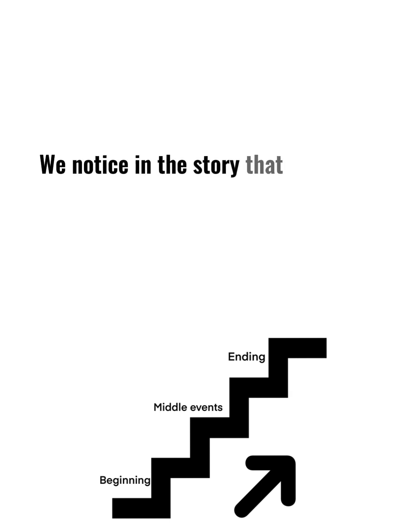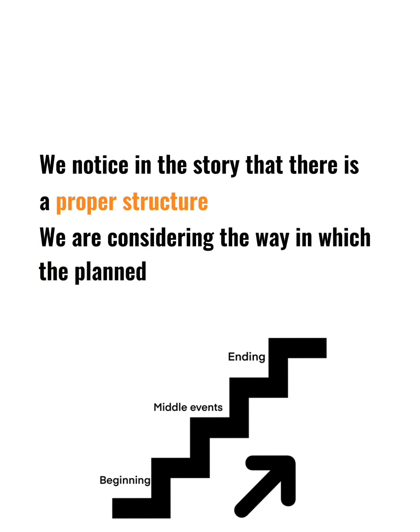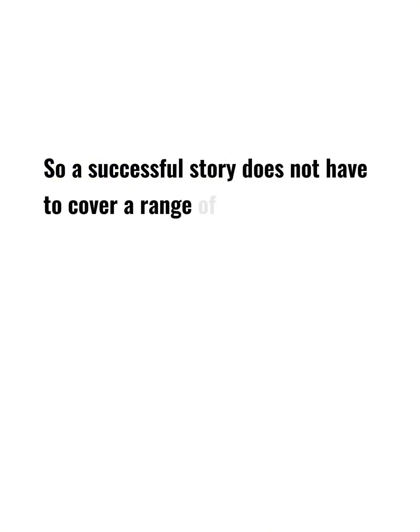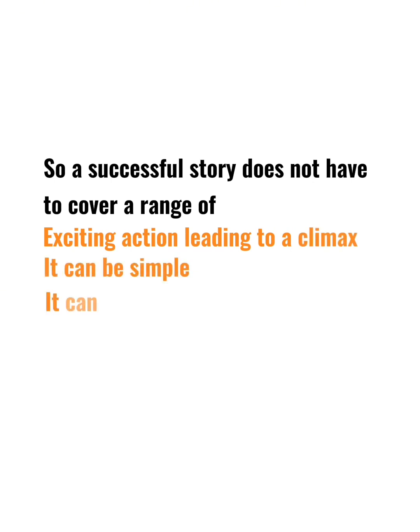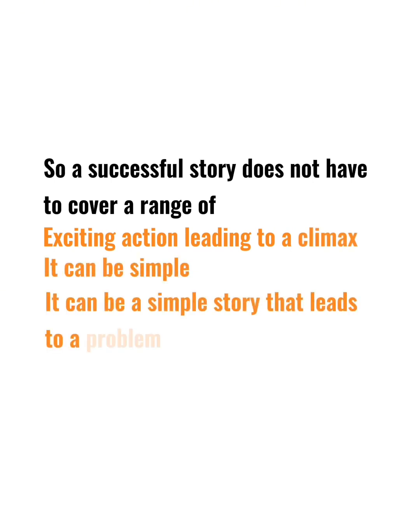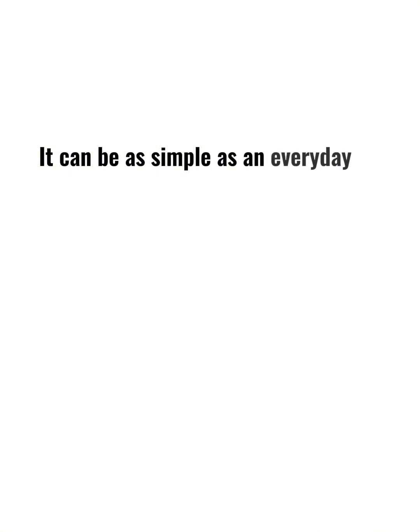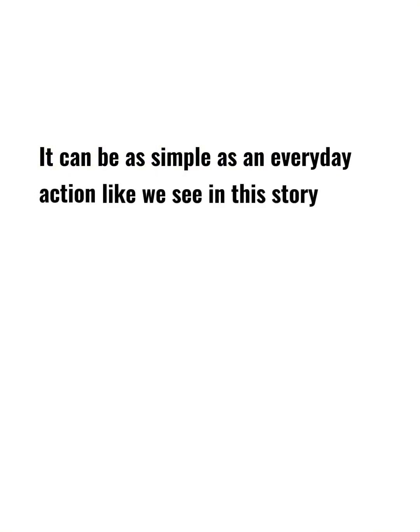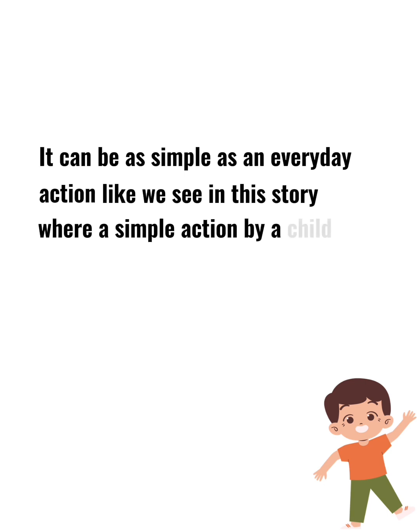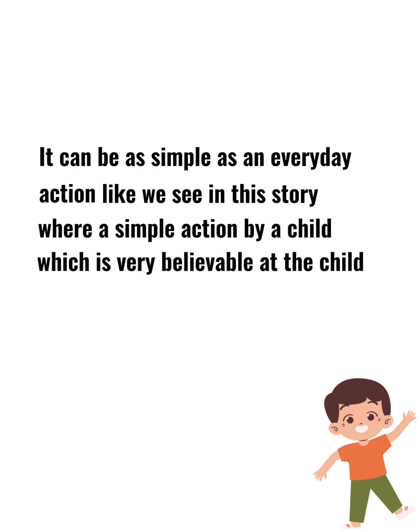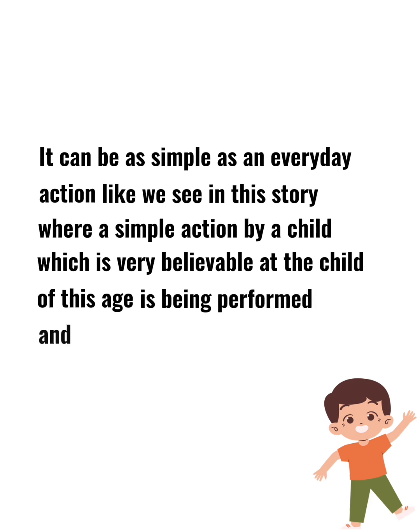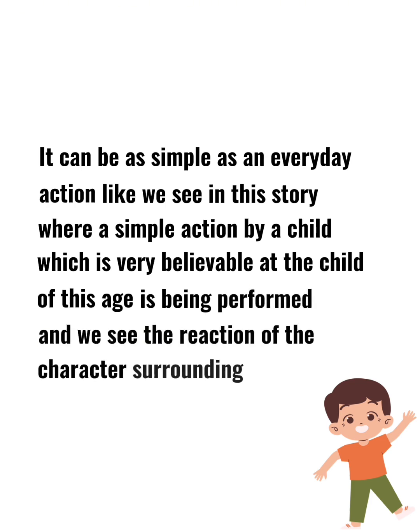We notice in the story that there is a proper structure. We are considering the way in which the planned sequence of events develop. So, a successful story does not have to cover a range of exciting action leading to a climax. It can be a simple story that leads to a problem and then a resolution of the story. It can be as simple as an everyday action, like we see in this story, where a simple action by a child, which is very believable at the child of this age, is being performed, and we see the reaction of the characters surrounding the scene.